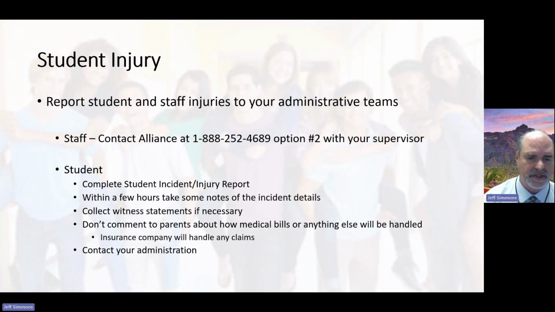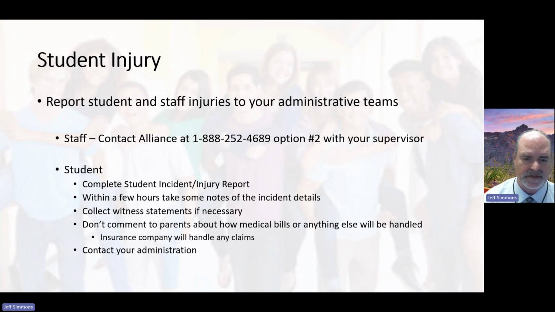If you have a student injury, please complete the student incident injury report within a few hours. Take some notes of the incident details while it's fresh on your mind. Collect witness statements if necessary. Do not comment to parents about how medical bills or anything else will be handled.